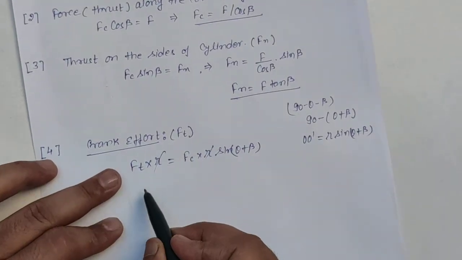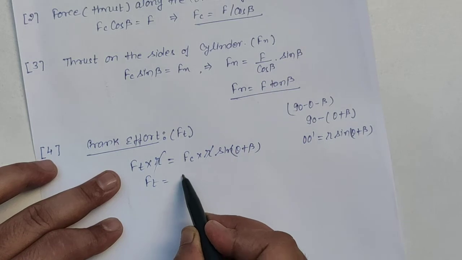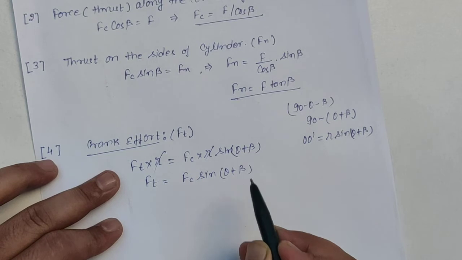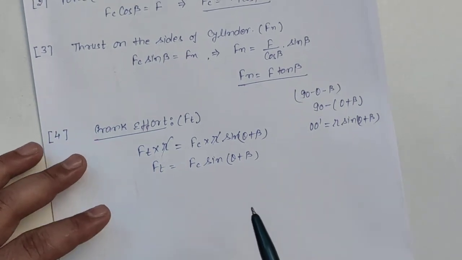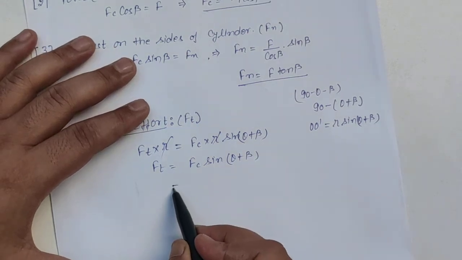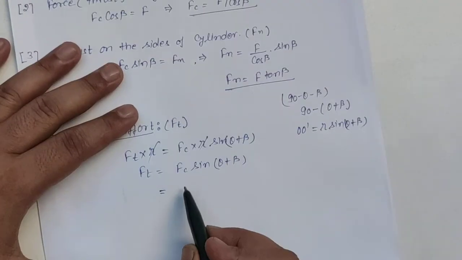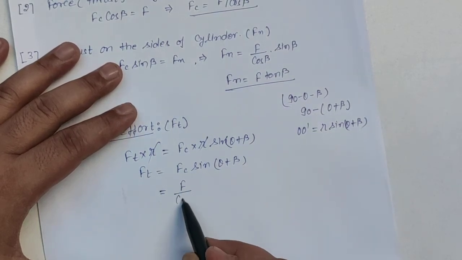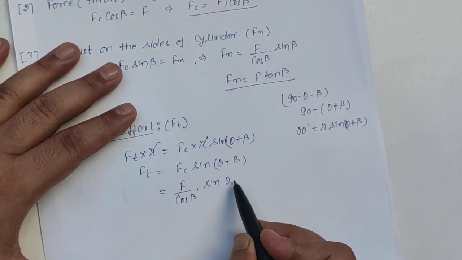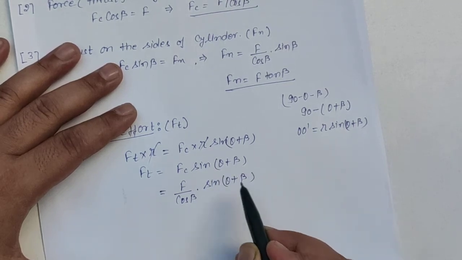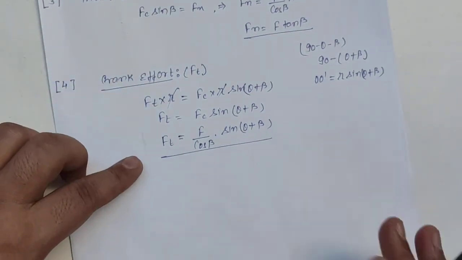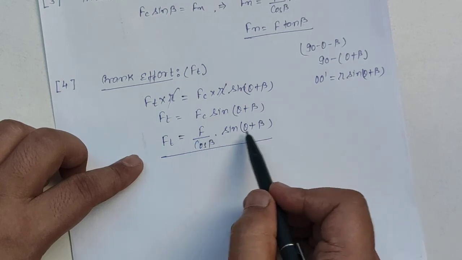Now R and R cancel out. Ft we are able to calculate, which is equal to Fc sin(theta plus beta). Now we already have Fc, which is F divided by cos beta. We have to convert all the values in terms of the given quantities. Given quantities are F, theta, beta. So this is the crank effort. Ft is the crank effort, which is F divided by cos beta, times sin(theta plus beta).